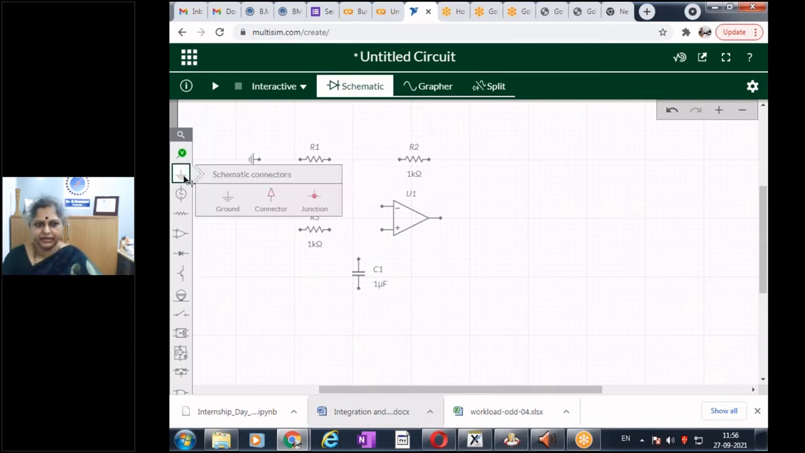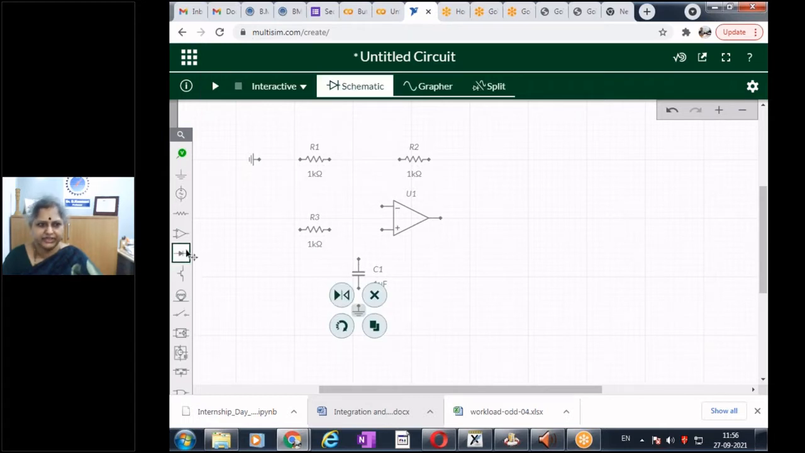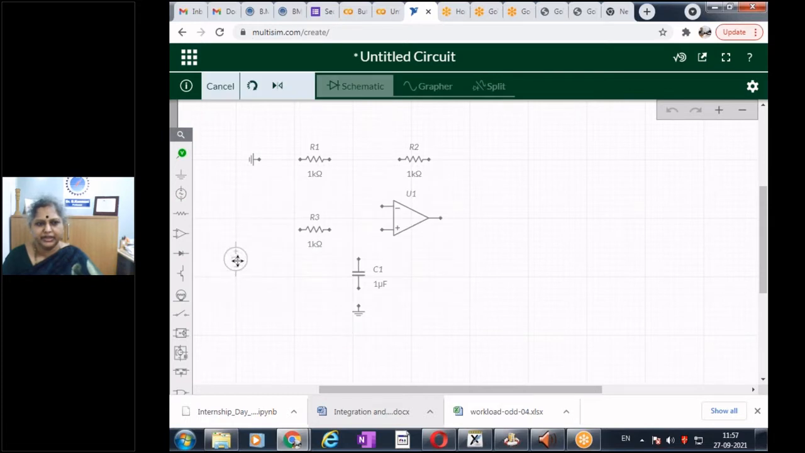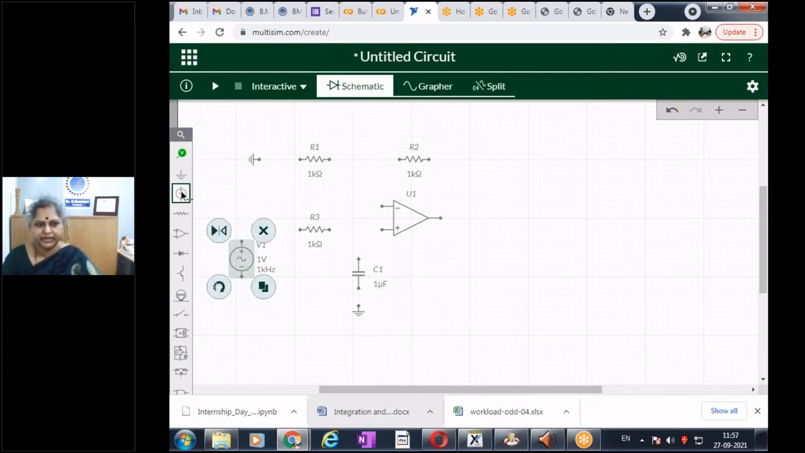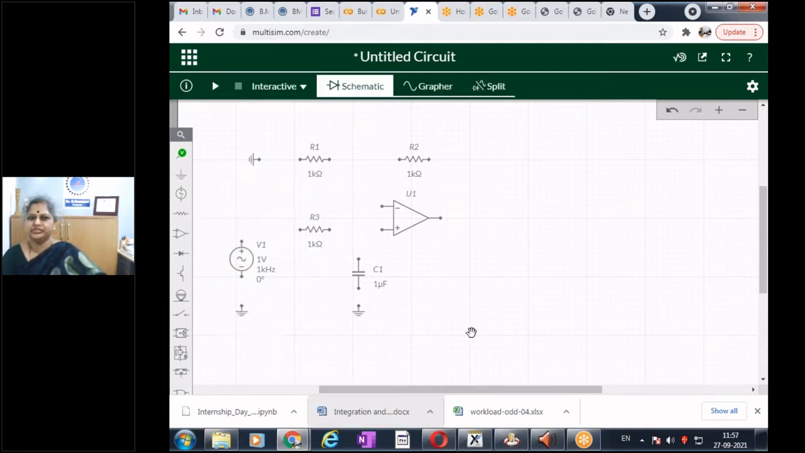And then again I need a ground. So let me put a ground here. And then I also need an AC source. So let me take an AC voltage source and put it here. And again, the AC source will need a ground. Of course, I can have only one ground for the whole circuit. That is also fine. This completes the placement of the components. So after placing, let's do the wiring.